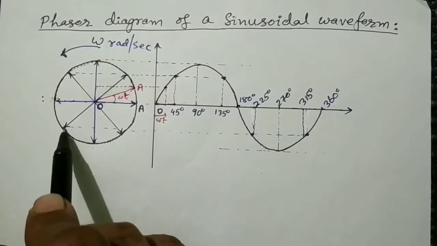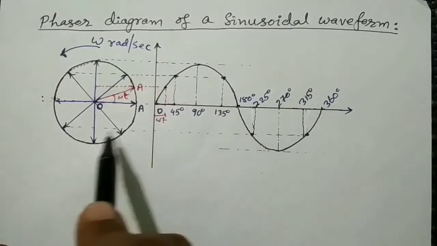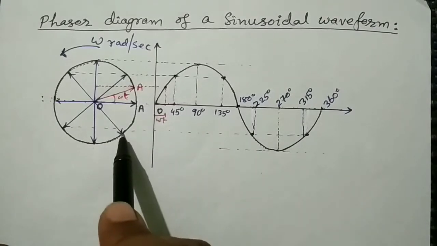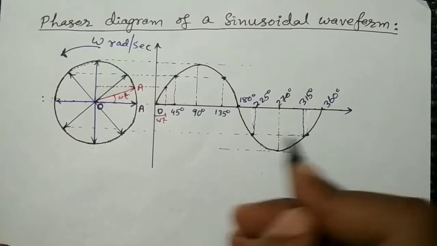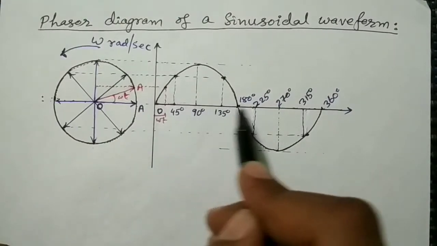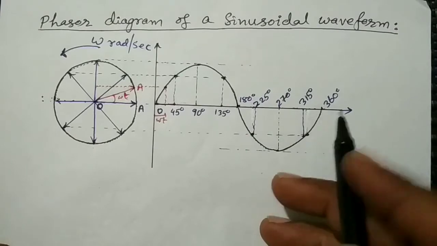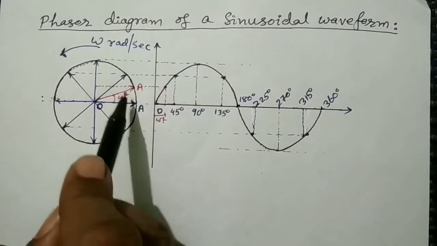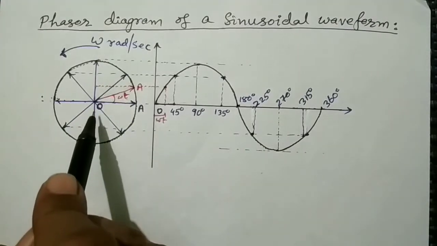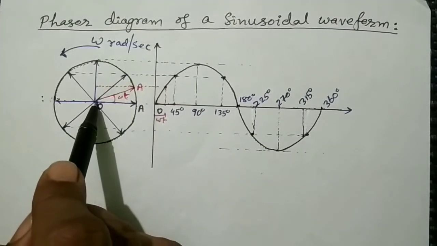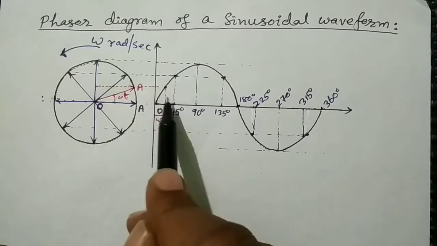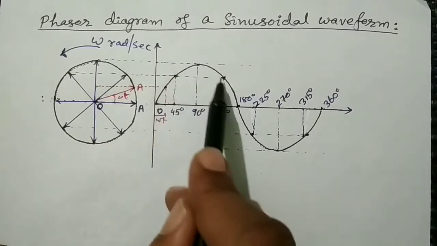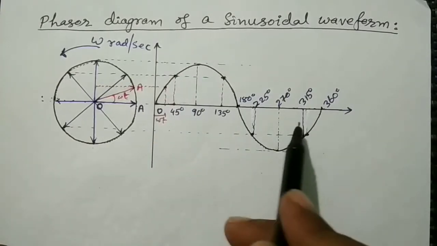Then at 225 degree, this will be the position. At 270 degree, here is the point. At 315 degree, this is the point. And at 360 degree, again it is in the x-axis. So for a complete rotation of this line, making O as the center, if we project its value in a graph paper, you will get a purely sinusoidal waveform.